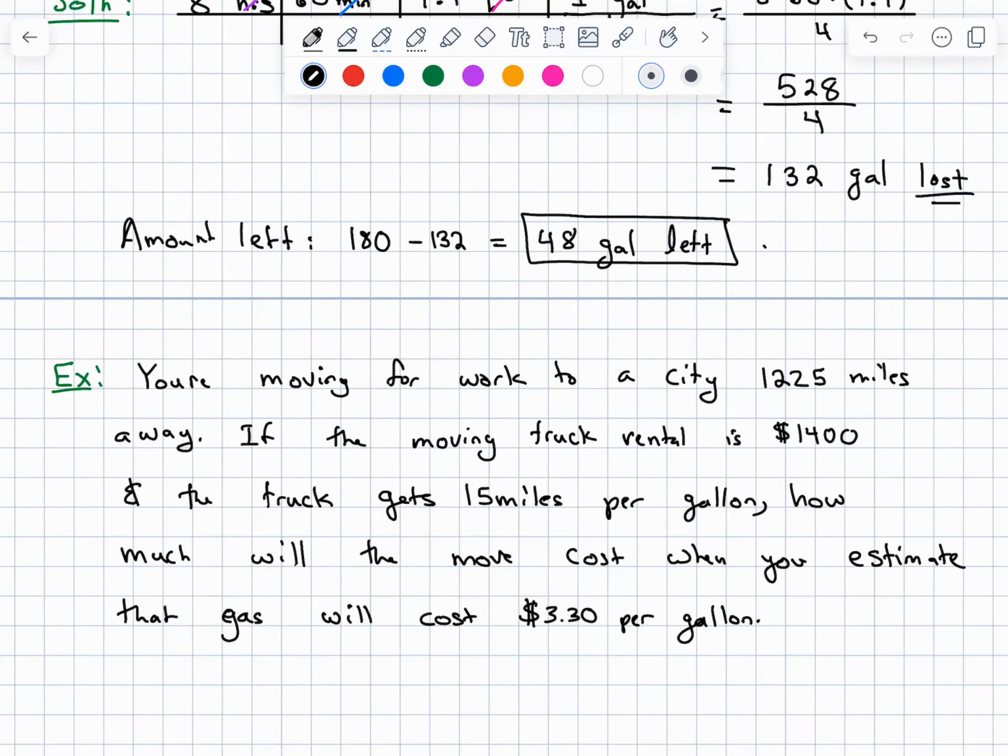This is a loaded problem. It's a loaded problem because this isn't just a simple unit conversion, because we're going to have to do two things. The moving truck rental, I'll let you write that down before I talk.